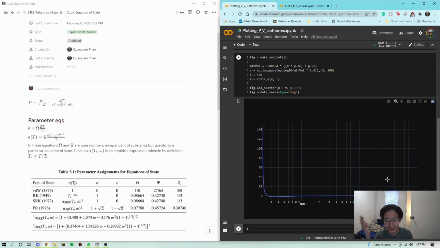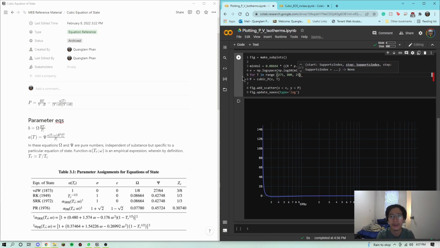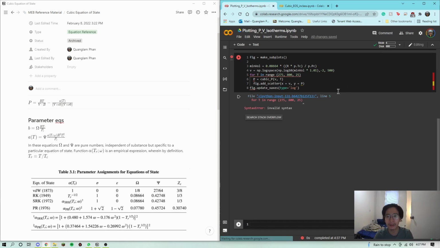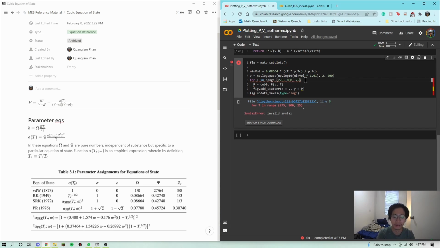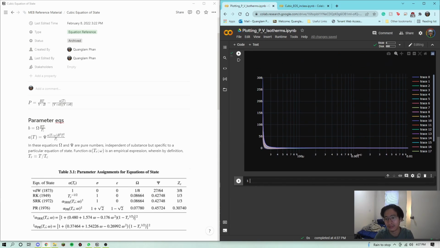So that's an isotherm. What if we want more than one isotherm? Well, luckily for you, Python has got your back with the Python for loop, for T in range, something like 275 to 800, increment by 25. In that range, we're going to recalculate P, right? And then we're going to render a new curve every time we recalculate P. Let's go ahead and do that. Colon, don't forget your Python syntax, guys. Alright, look at that. Oh, beautiful.